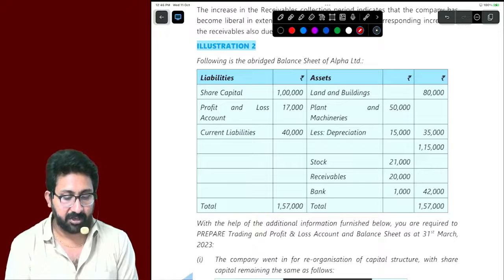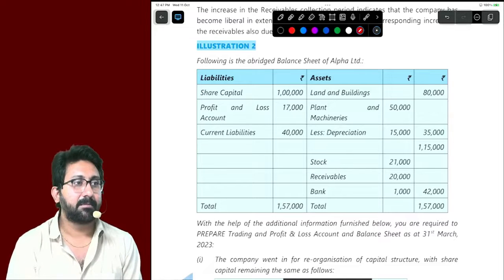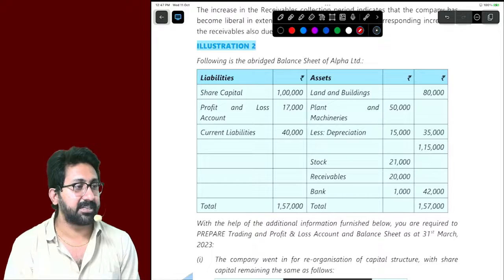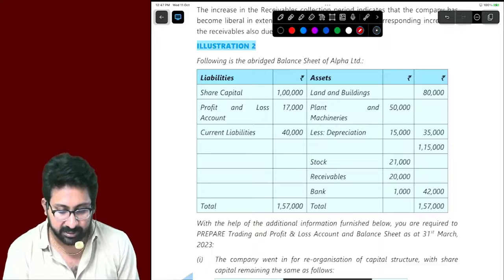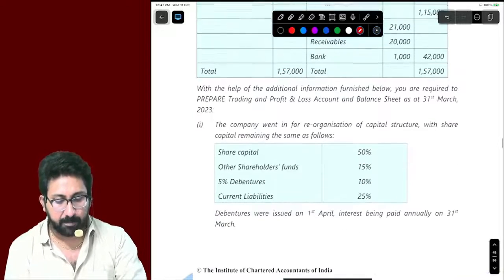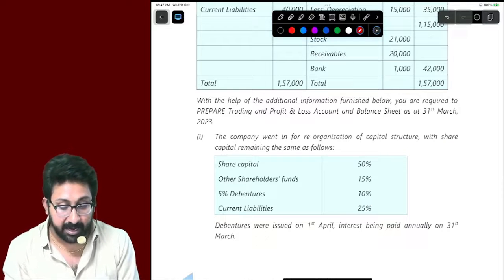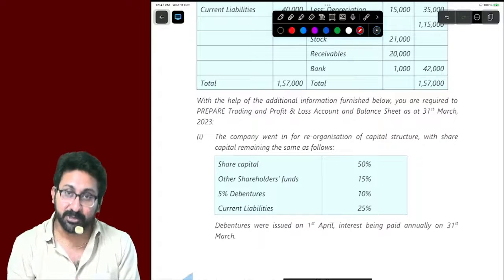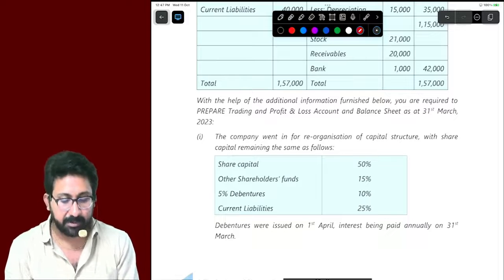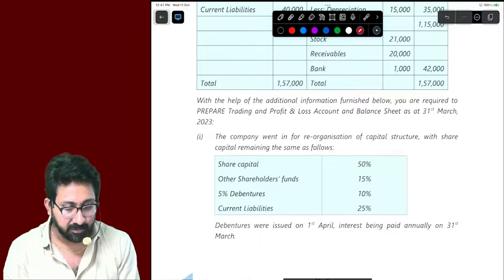Following is the abridged balance sheet of Alpha Limited. Share capital, profit and loss account, current liability. What do you mean by profit and loss account there? Reserves and surplus. Profit and loss account on the liability side is called as what? Reserves and surplus. Land and building, plant and machinery, stock, receivables, bank. With the help of the additional information furnished below, you are required to prepare trading P&L account, missing figures calculation. Nothing they will give. With the information, we should prepare P&L balance sheet. We should prepare trading and P&L account and balance sheet as at 31st March 2023.